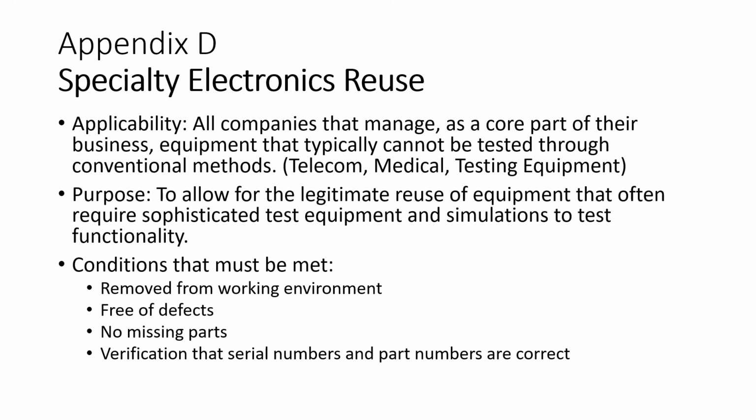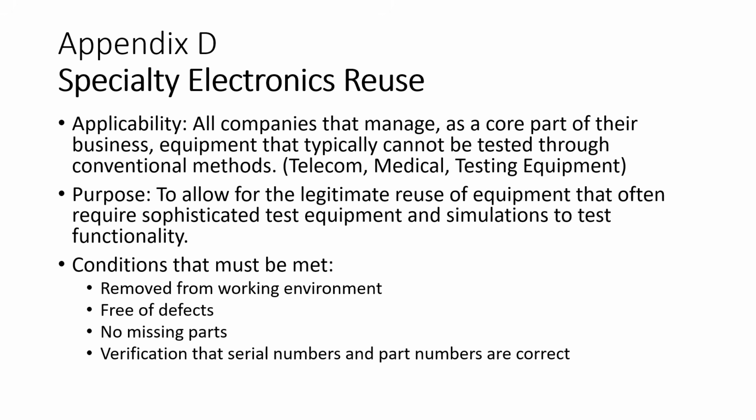Appendix D, Specialty Electronics Reuse. This process is going to be applicable to all companies that manage as a core part of their business equipment that typically cannot be tested through conventional methods. Equipment such as telecom, medical, and testing equipment, often referred to as specialty electronics. The purpose of this process will be to allow for the legitimate reuse of equipment that often requires sophisticated test equipment and simulations to test functionality.